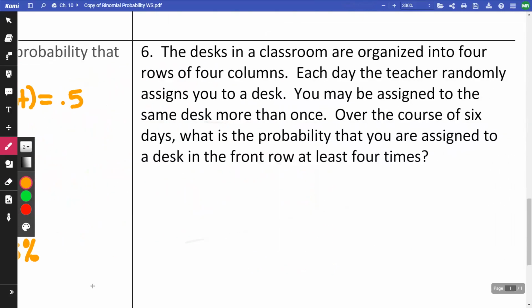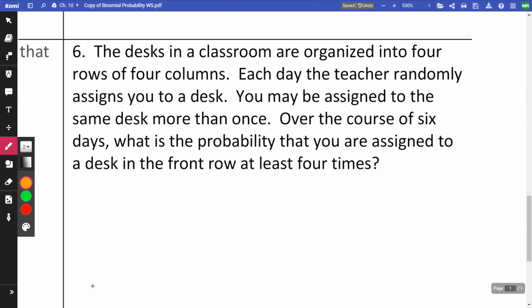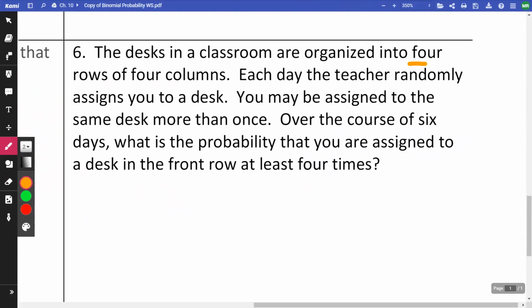Now on number 6, the desks in a classroom are organized into 4 rows of 4 columns. Each day the teacher randomly assigns you to a desk. So there's 16 desks total. You may be assigned to the same desk more than once. Over the course of 6 days, what is the probability that you're assigned a desk in the front row at least 4 times?